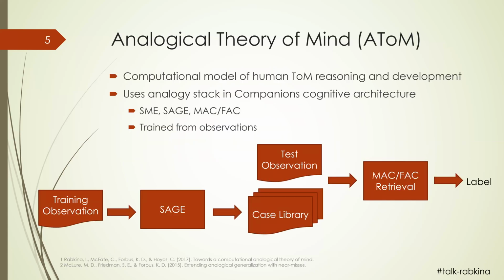The analogical theory of mind model is a computational cognitive model, I should say, of human theory of mind reasoning and development. We've validated it on several studies from psychology, showing that it learns in the same ways as children do. It uses the analogy stack from Companions under the hood. So for the purposes of this talk, we're looking at training observations from which we build up models using the Structure Mapping Engine and the Sequential Analogical Generalization Engine.